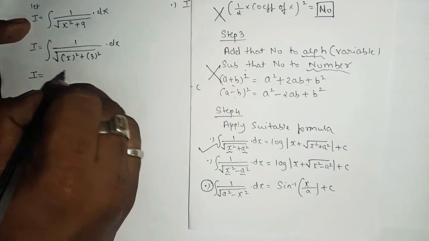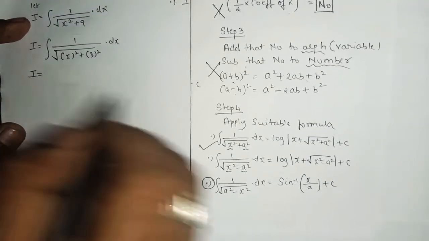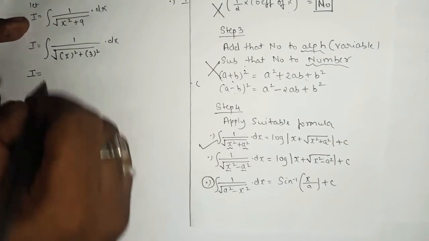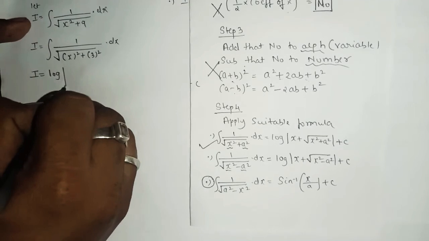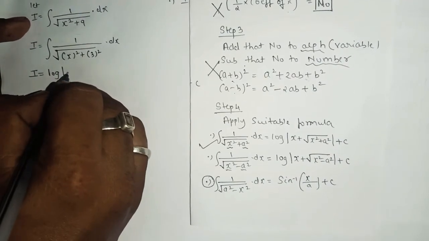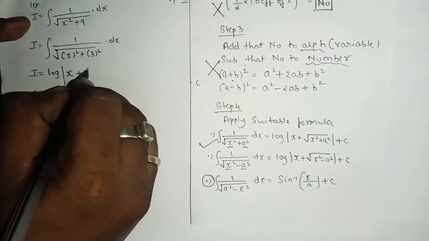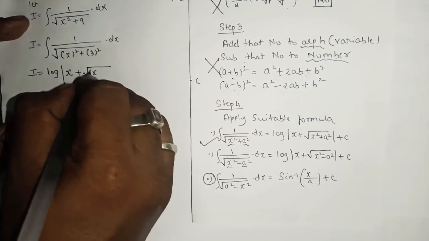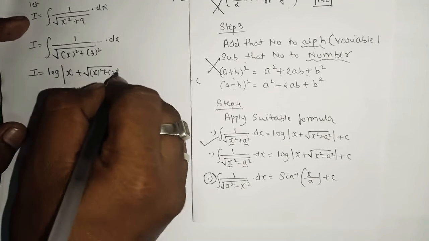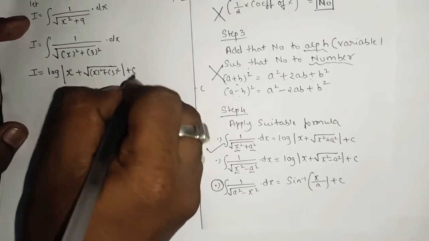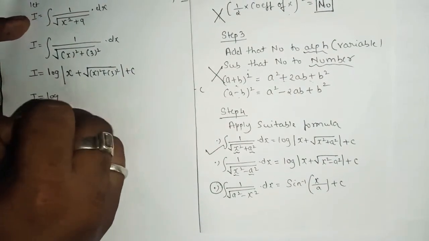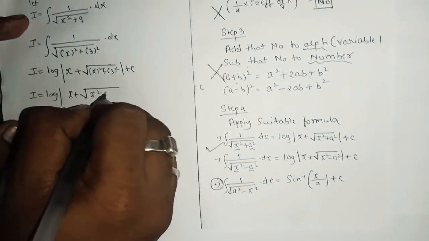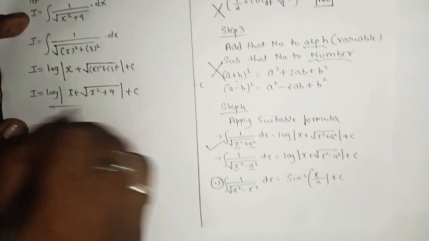That means we are integrating with respect to x in the next step. As per the formula, it is log mod x, what is there in place of x, it is x only, plus the same expression, as here we have root x square plus 3 square, mod plus c. So in the next step, we can write this as x square plus 9, plus c. That's it.